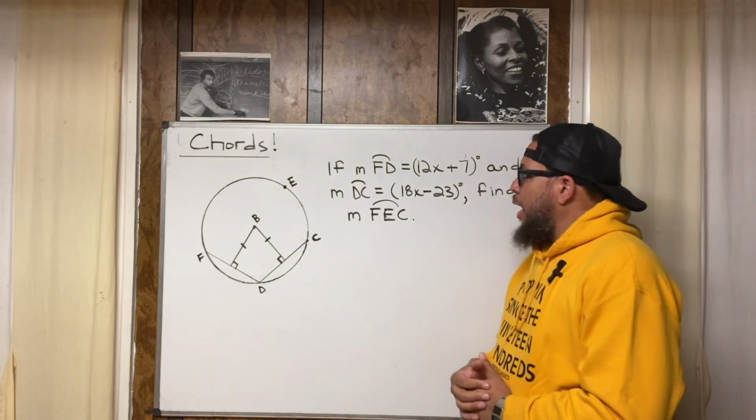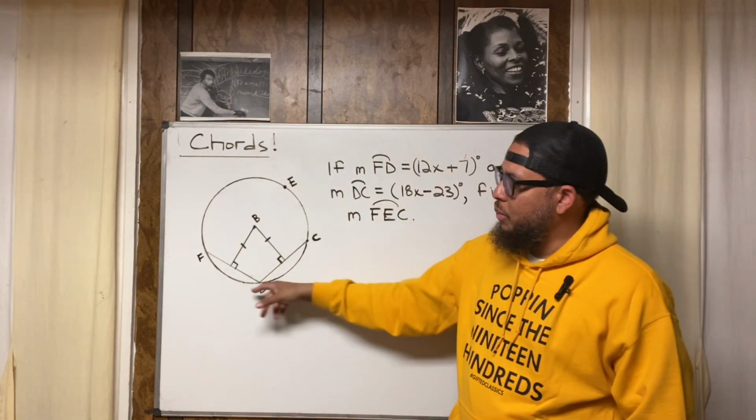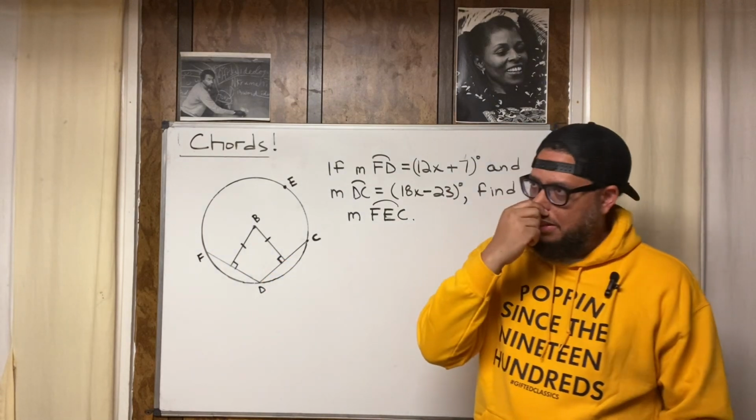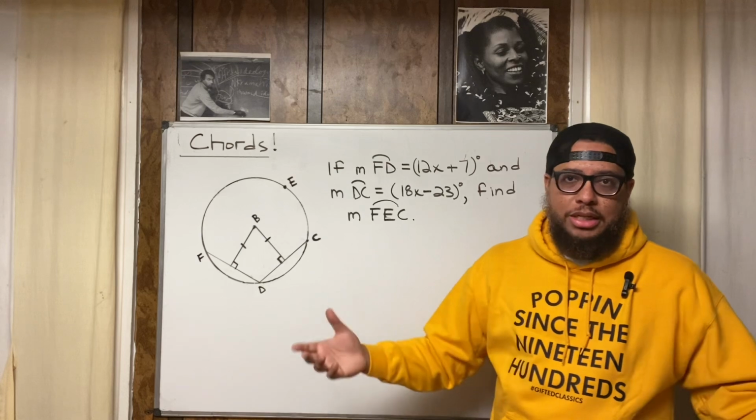But anyway, there are some rules about chords that we got to know. For one, if two chords are equidistant, what does equidistant mean?